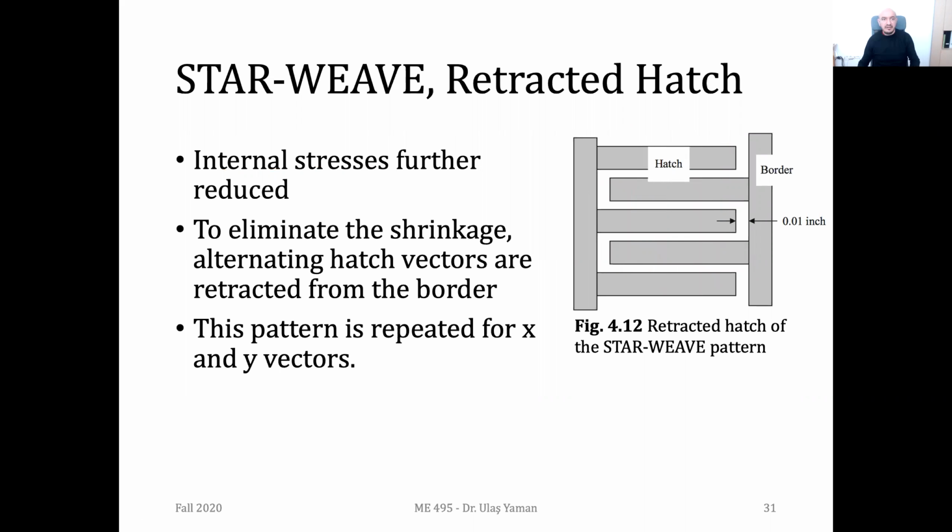Any questions, guys, up to now, up to the discussion of these scanning patterns?